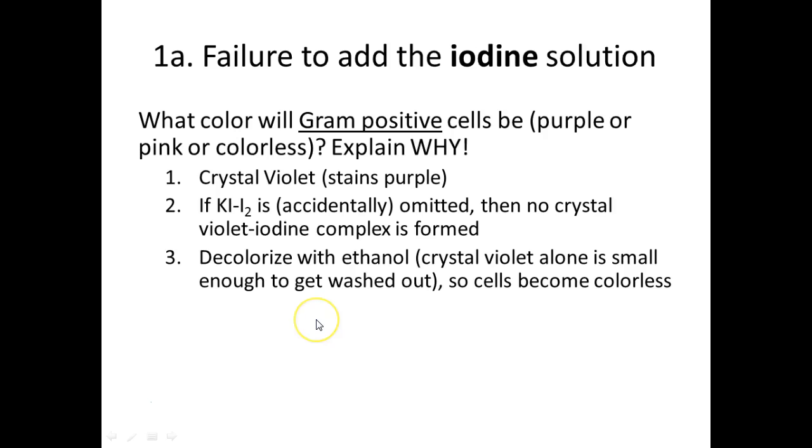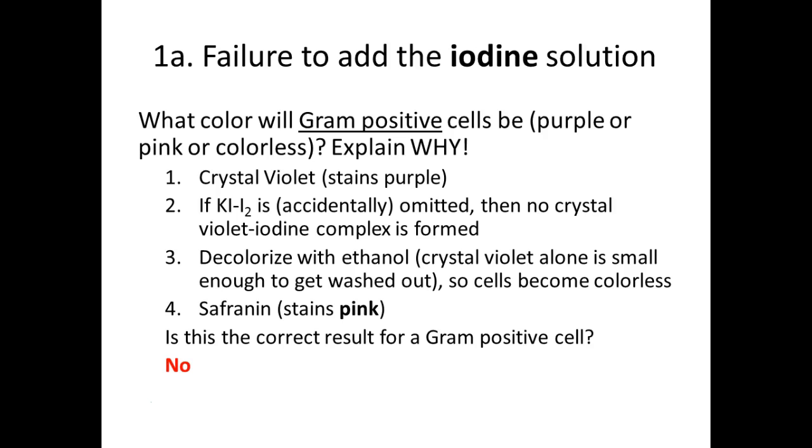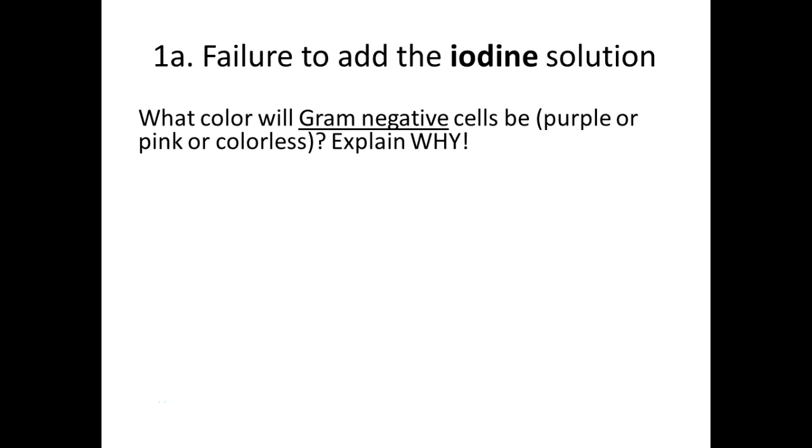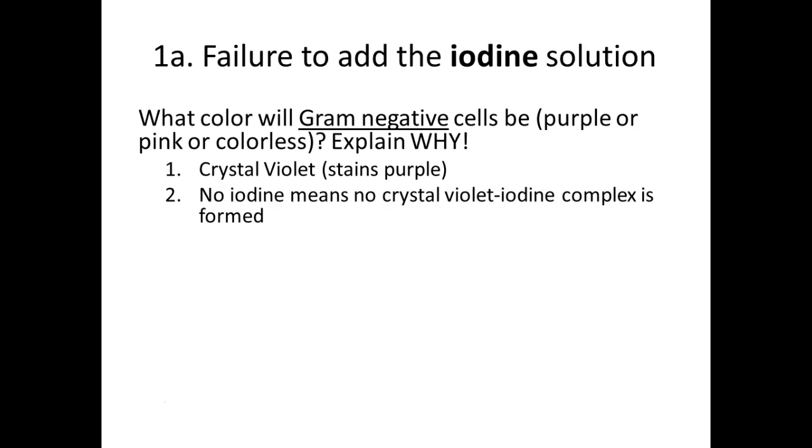So then we're going to do the next step, which is staining with safranin. So what color are our cells going to be? Pink. Are gram-positives supposed to be pink? No. Will gram-negatives come out as expected? So if we forget the iodine step, are gram-negatives going to come out pink? Yeah, they still will. Because remember, this step isn't really important for them because we wash out the crystal violet iodine complex, right? So no big deal.